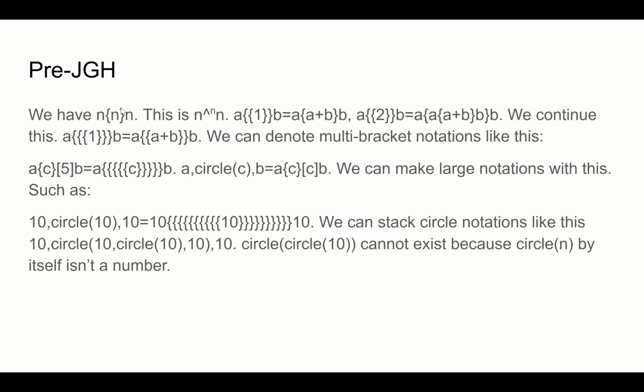a triple curly bracket 1 triple curly bracket b is equal to a double curly bracket a plus b double curly bracket b. We could denote multi-brackets notations like this. a curly bracket c curly bracket 5 curly brackets b is equal to a quintuple curly bracket c quintuple curly brackets b. a circle c b is equal to a curly bracket c amounts of curly brackets b.